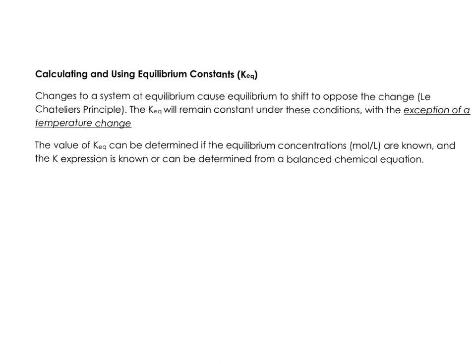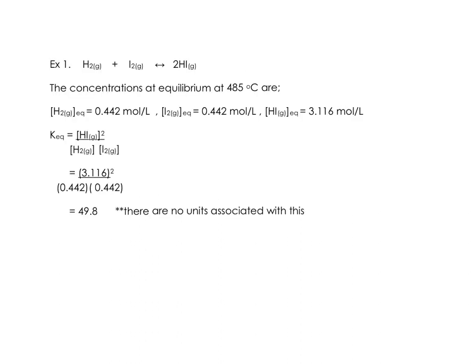The value of the equilibrium constant, or the KEQ, can be determined if the equilibrium concentrations in moles per liter are known, and the K expression is known or can be determined from a balanced chemical equation. For example, hydrogen and iodine react to produce hydrogen iodide. Concentrations at a certain temperature are 0.442 moles per liter for hydrogen, iodine 0.442 also, and then hydrogen iodide 3.116 moles per liter.